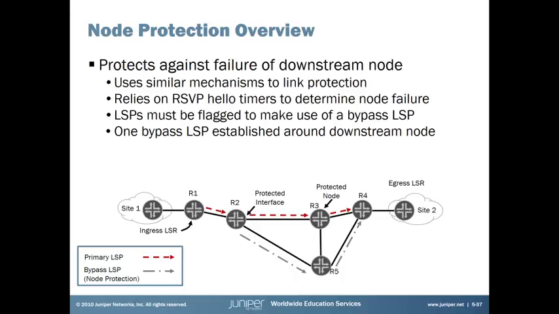That can be used by every LSP that has to use the link between R3 and R4. So it's not specific to a particular LSP; it can be specific to the link or the node that we're protecting, and it can be used by multiple LSPs that use that path. This uses a similar mechanism to link protection and relies on the RSVP hello timer to determine node failure. LSPs are flagged to make use of a bypass LSP, and one bypass LSP is established around the downstream node. As I said before, that can then be used by multiple LSPs that are protected by it.